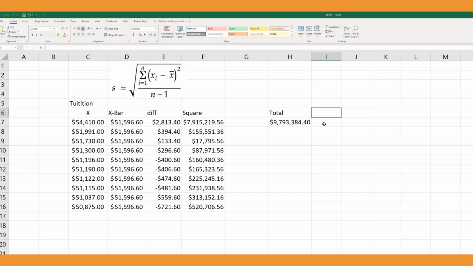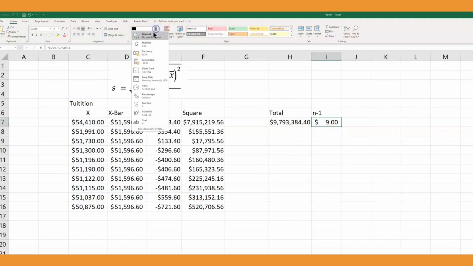So now I need n minus 1, which in this case is going to be the count of these. That helps, because I have a lot of them and I don't want to count them manually. n minus 1 is going to give me 10. It's the wrong format, so I'm going to change it to General. So it will be 9, which is exactly what I want.